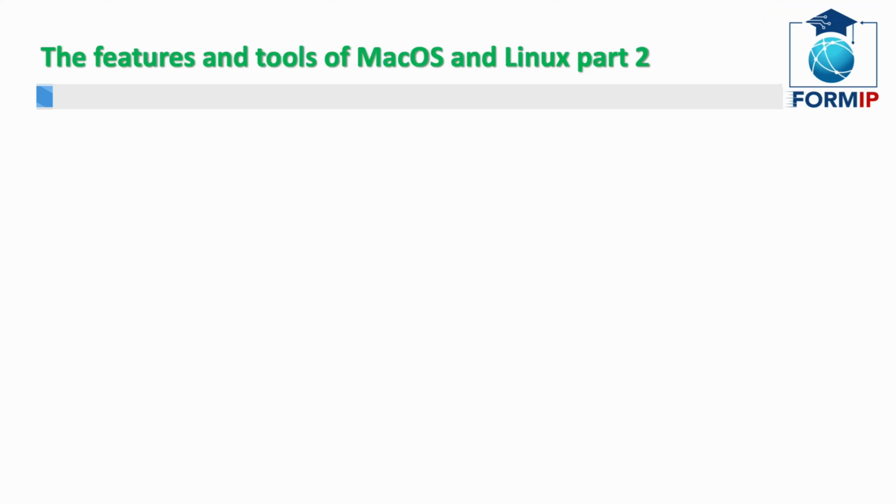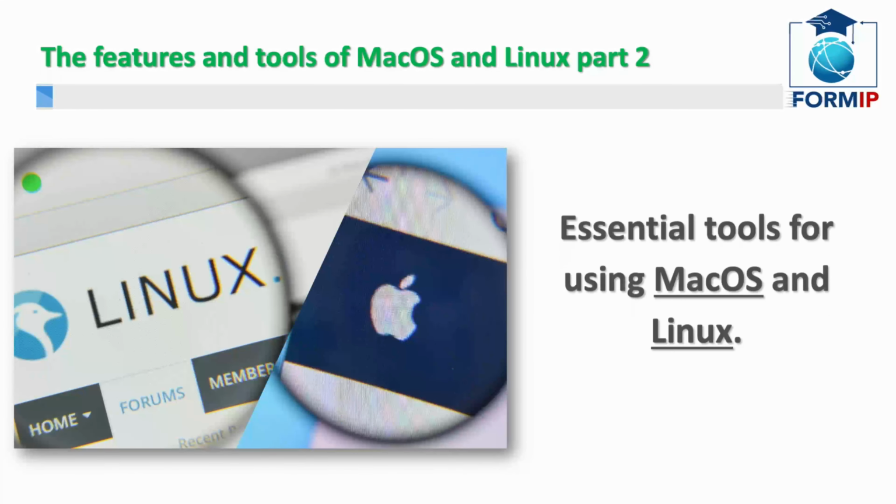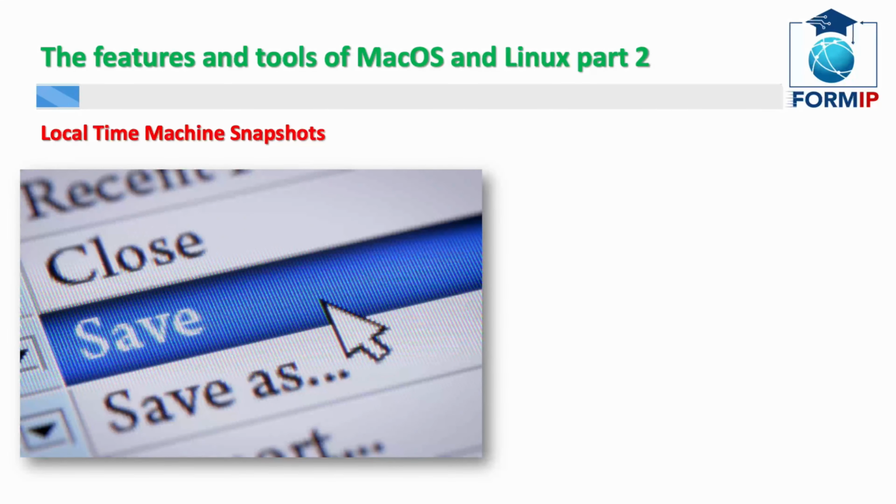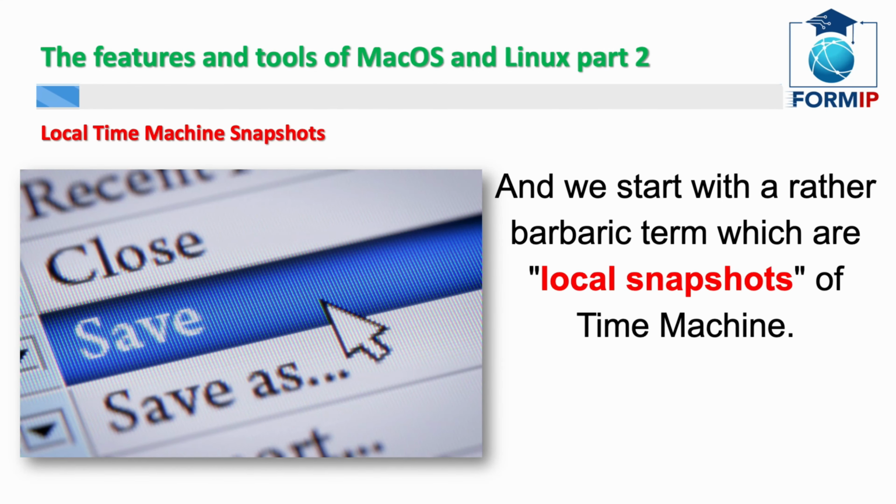In this second part, we're going to look at some essential tools for using macOS and Linux. And we start with a rather barbaric term, which is local snapshots of Time Machine. As we saw in the previous course, on macOS you can make backups of your files and even go back to recover old versions of your files.